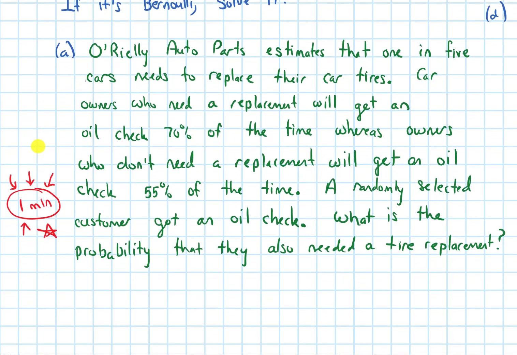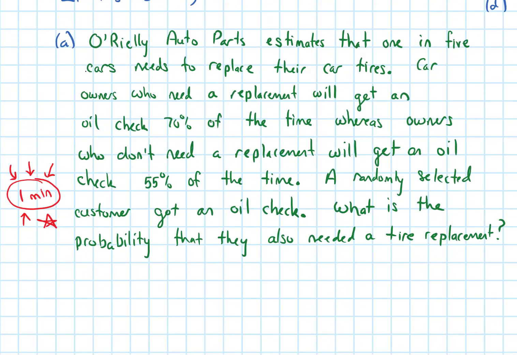Alrighty, so hopefully you paused it and tried this for about a minute. The key for this question is to recognize that there are two different stages. There's one stage where we talk about, does this car need a tire replacement or does it not need a tire replacement? And the next stage involves two different outcomes about whether they get an oil check or whether they don't get an oil check. So this is suggesting that this is a Bayes question.